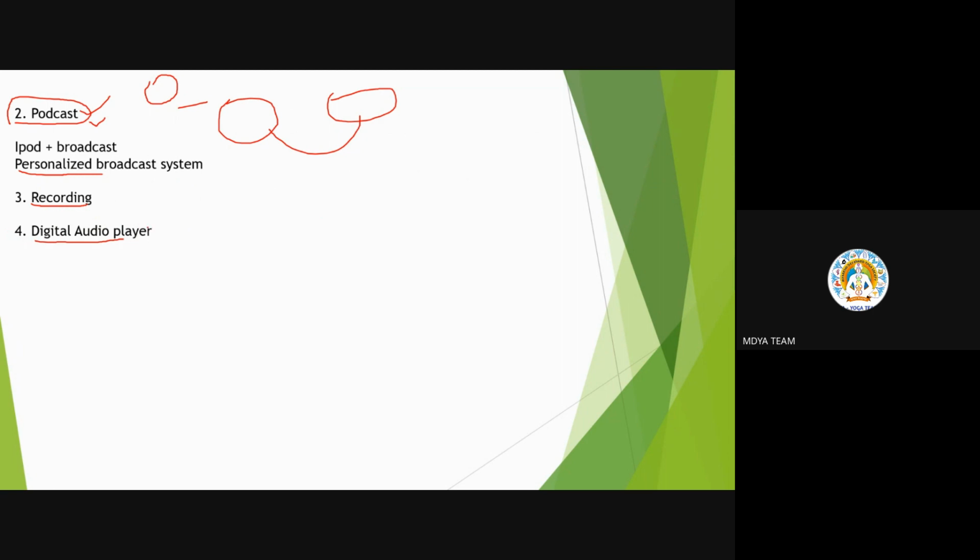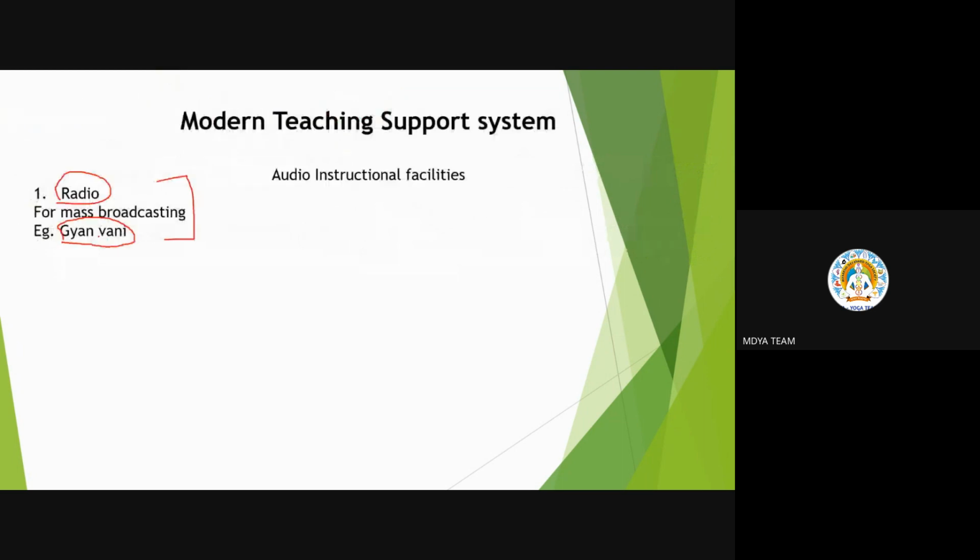This is also the same, but in recording, it is just the MP4 system. You can classify them in the digital audio player. Okay, so any doubt in the modern teaching support system?